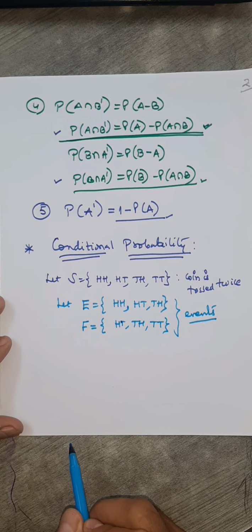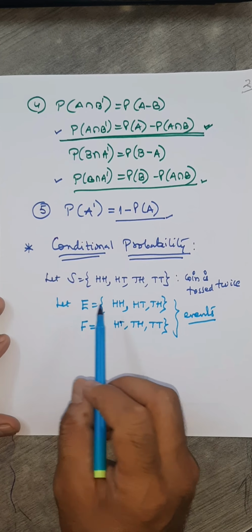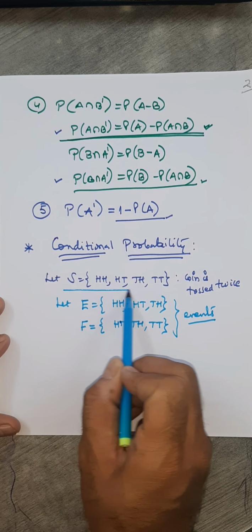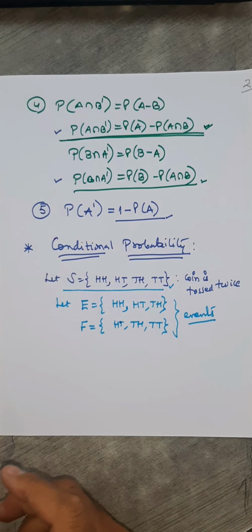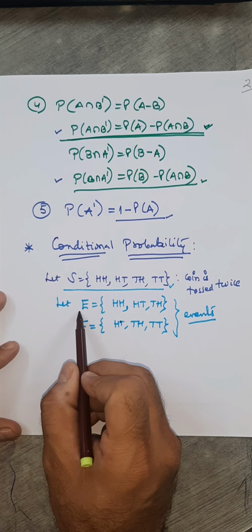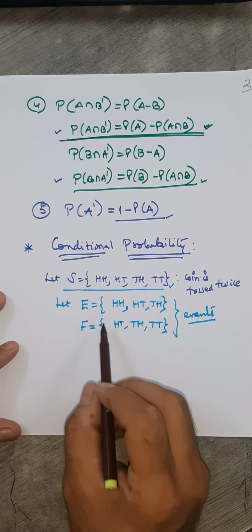Now what I'll do, I'll ignore this sample space right now. I'm not going to consider these as a sample space right now. I'll take E as a sample space.